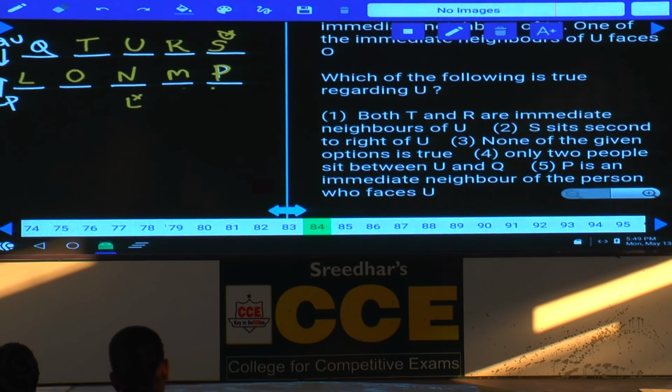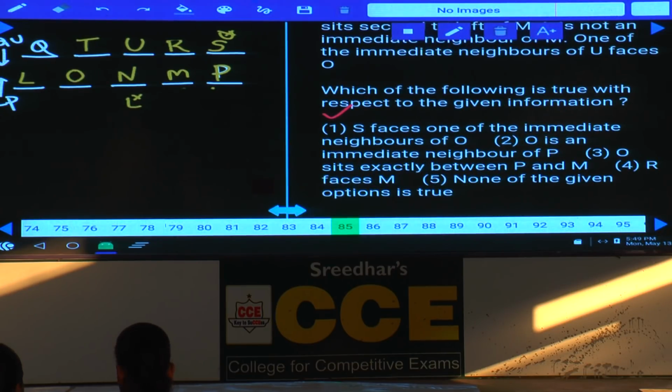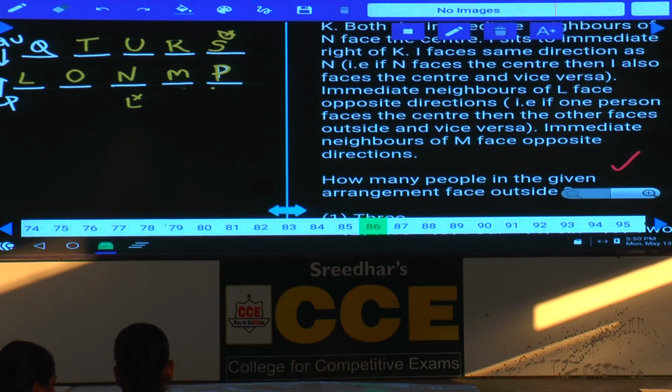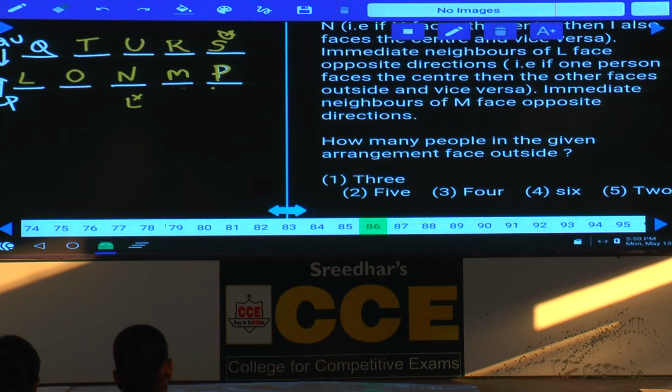Then question number 84, which of the following is true regarding U? Both T and R are the immediate neighbors of U, that is definitely true, choice 1. T and R, immediate neighbors of U. And which of the following is true with respect to the given information? 85. Now in this 85, S faces one of the immediate neighbors of O, that is false. O is an immediate neighbor of P, that is again false. And O sits exactly between P and M, that is again false. R faces M, that is definitely true, choice 4.